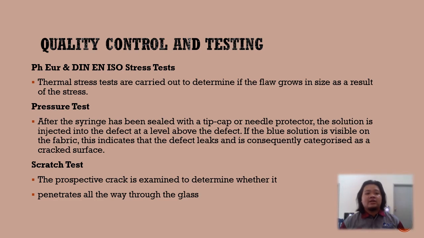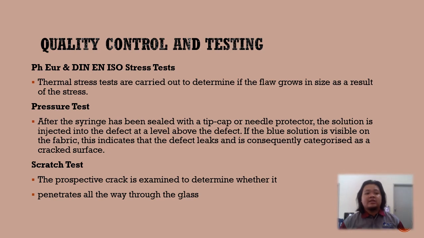Next, pressure test. The blue solution is injected into the defect at a level above the defect. Before putting the plunger in, eliminate any air pockets from the plunger head. Then, using a white glucose cloth, wipe the syringe exterior around the defect to remove any debris. If the blue solution is visible, the defect is a cracked surface.